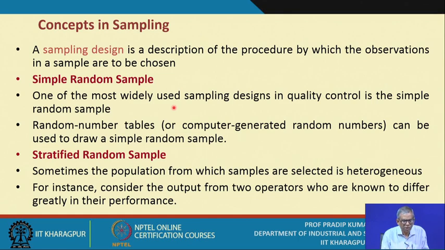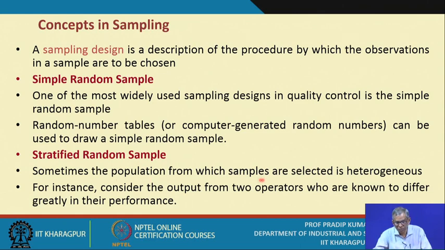A sampling design is a description of the procedure by which the observations in a sample are to be chosen. It's very simple. So, what is a simple random sample? One of the most widely used sampling designs in quality control is the simple random sample. Random number tables, or computer generated random numbers, can be used to draw a simple random sample. What is the stratified random sample?